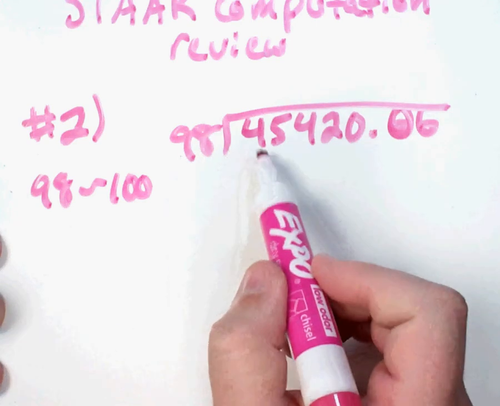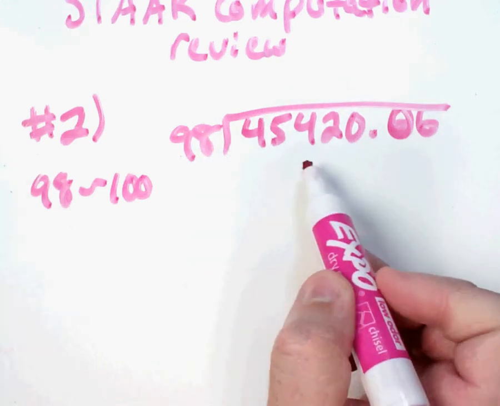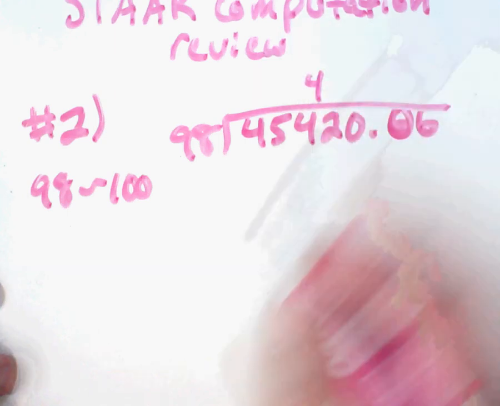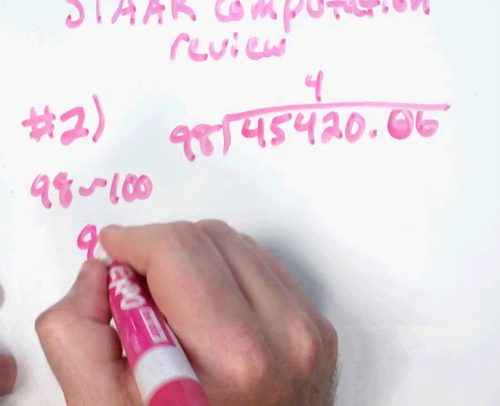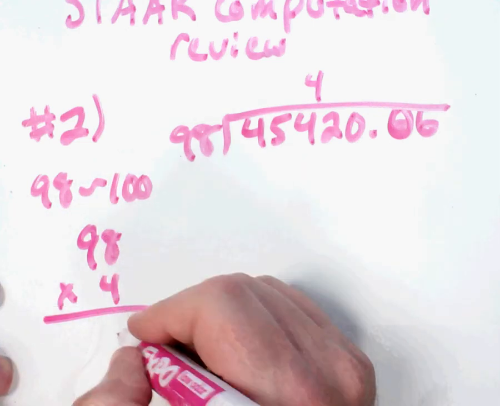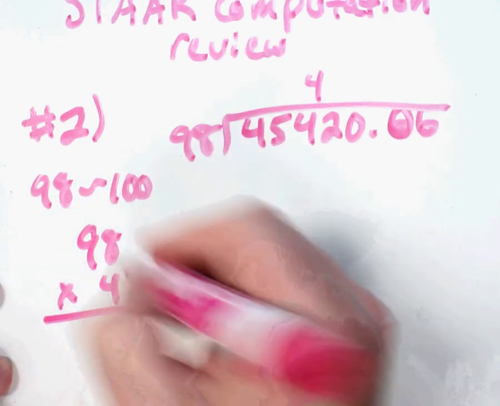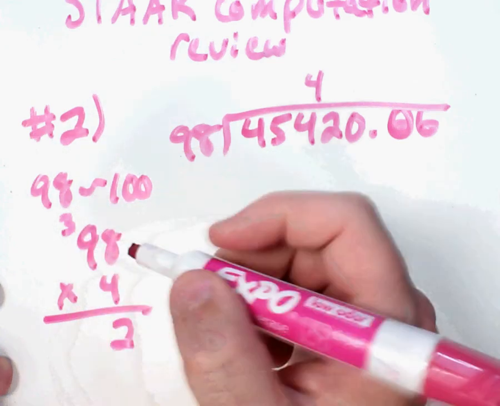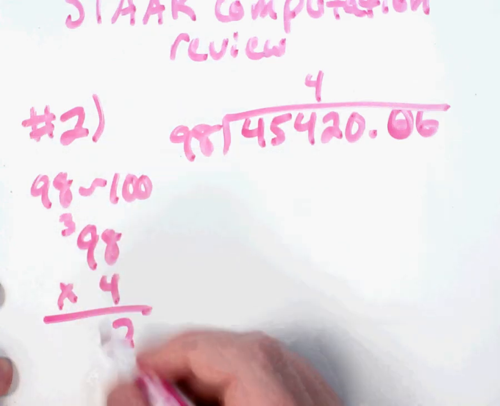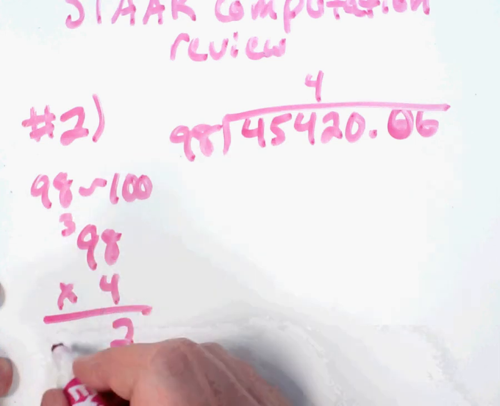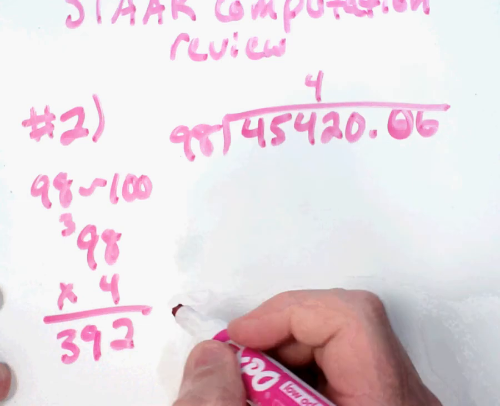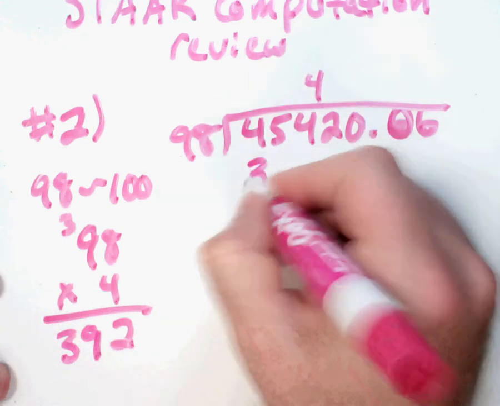So 100 goes into 4, nope. 45, nope. 454, yes it will. And it'll go 4 times, so I'm going to do 98 times 4. 4 times 8 gives me 32, carry the 3. 4 times 9 gives me 36. Plus 3 is 39. 392.